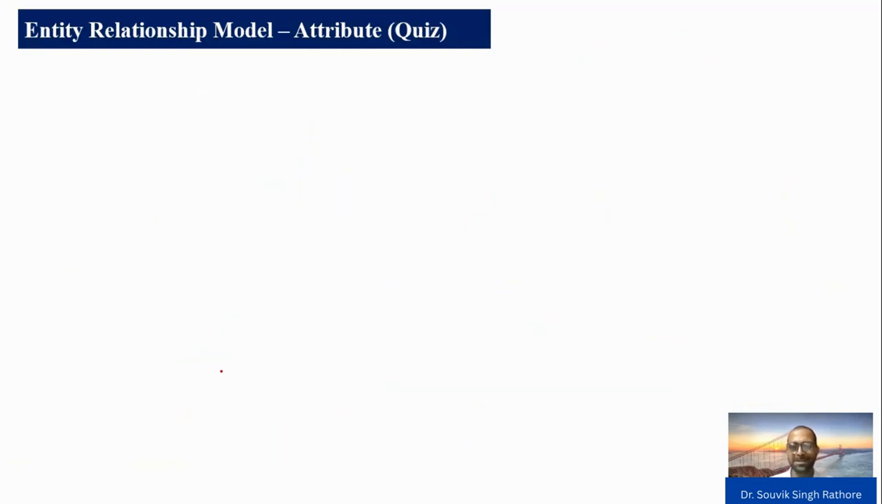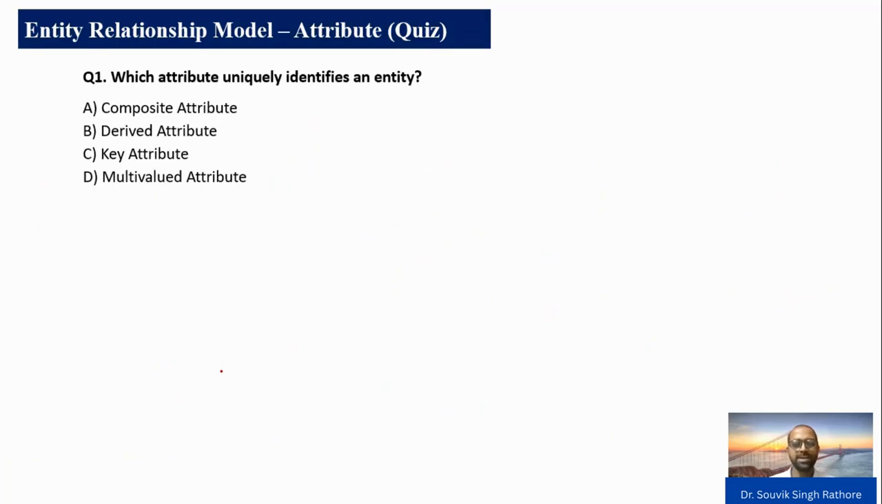So having built this knowledge of different kinds of attributes, let's solve a few simple questions. These are the objective questions. Which attribute uniquely identifies an entity? So what should be the answer? It's the key attribute. A key attribute is an attribute whose values can uniquely identify every entity. For example, a student roll number or your employee ID. It uniquely identifies every student or every employee.